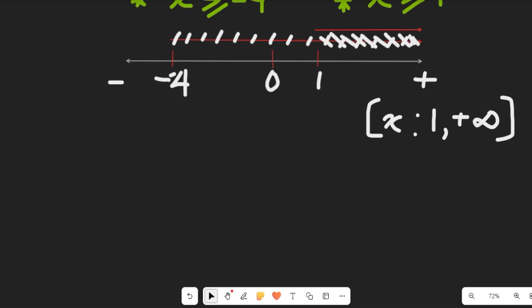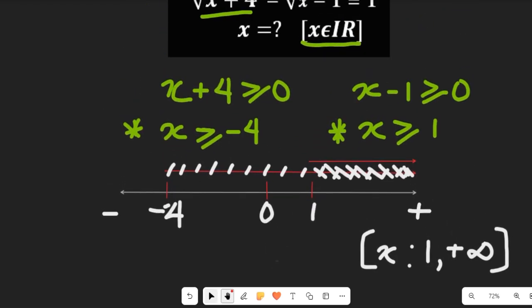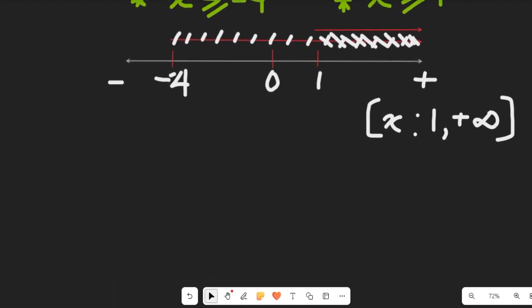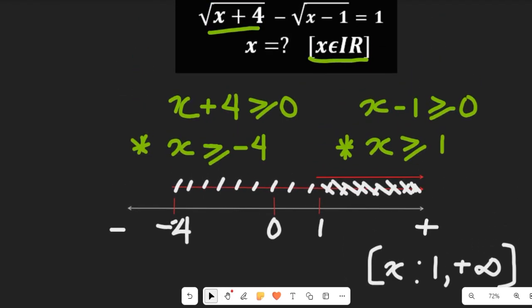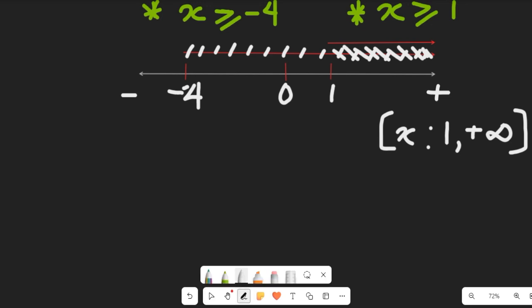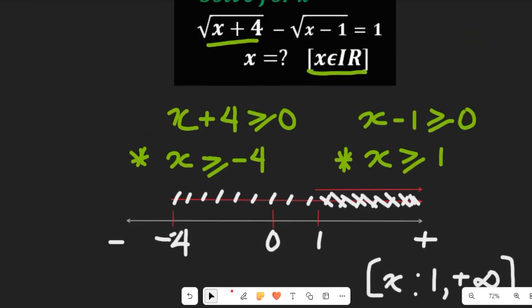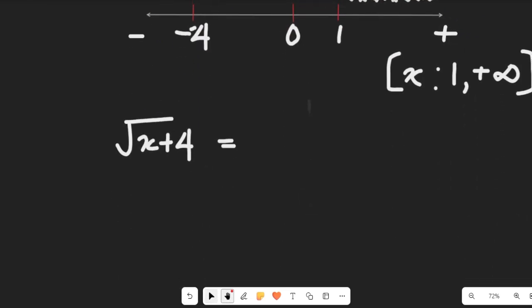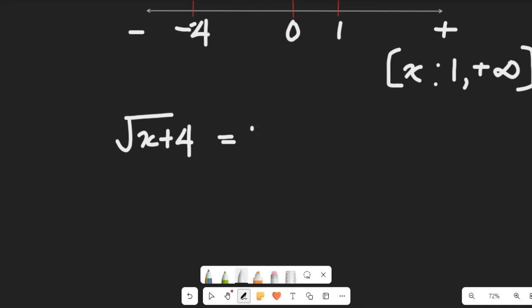Now let's solve the equation to see if we can get the value of x as an element of the real numbers between 1 and positive infinity. Solving the question, we are given the square root of x plus 4 minus the square root of x minus 1 equal to 1. As we take the square root of x minus 1 to the other side, that will be equal to 1 plus the square root of x minus 1.